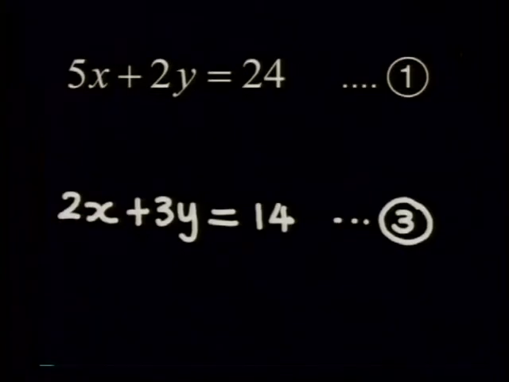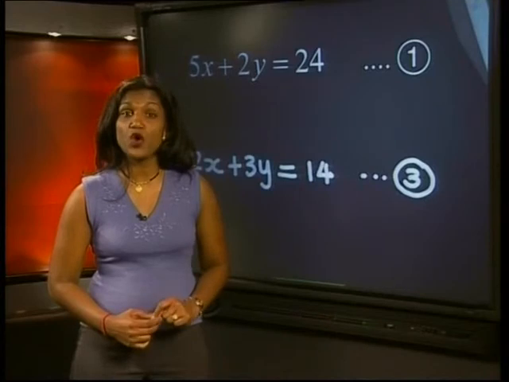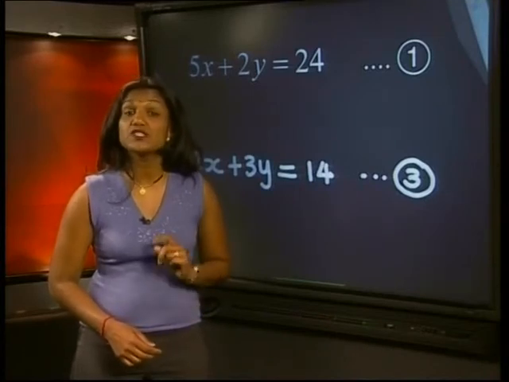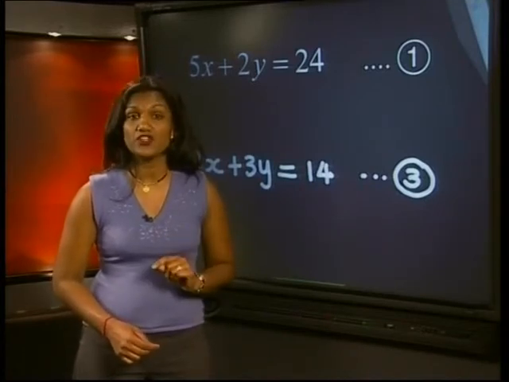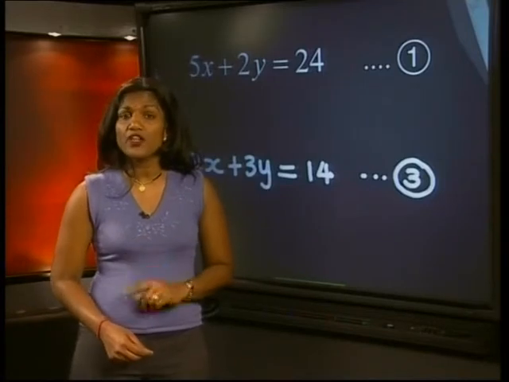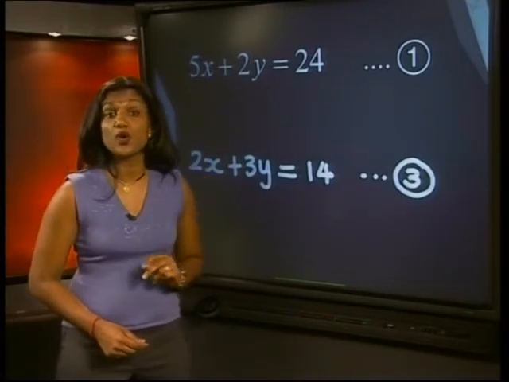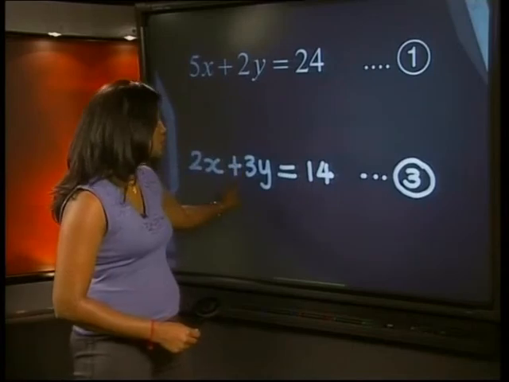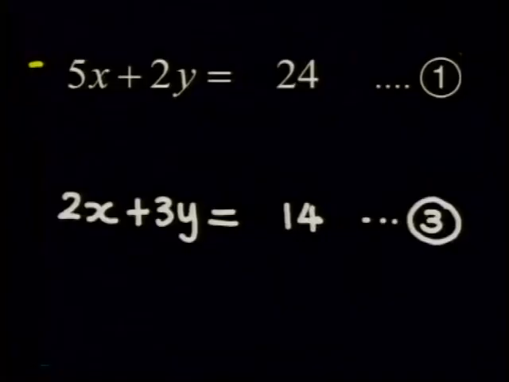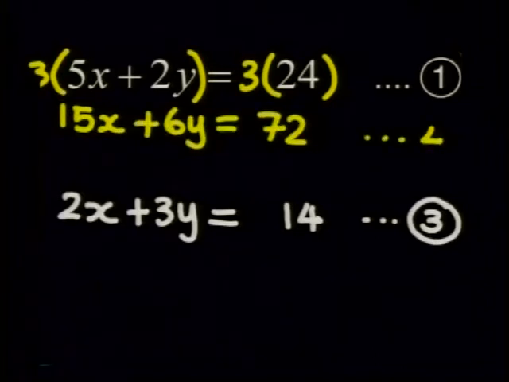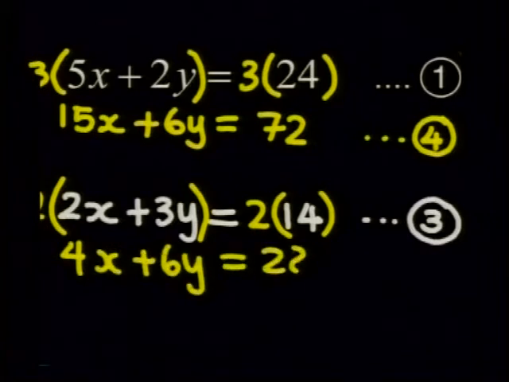Let's see if this has helped us. We have equations 1 and 3 here. Can we eliminate one of the unknowns now? It keeps the calculation smaller if you choose the unknown with the smaller coefficients. In this question, I'll choose to get rid of y. The lowest common multiple between this coefficient 2 and this coefficient 3 is 6. This means that I must first multiply equation 1 by 3. For the second equation, I need to multiply by 2.